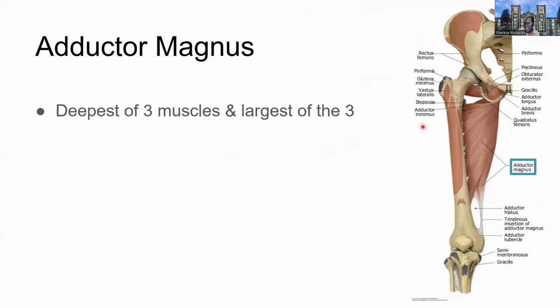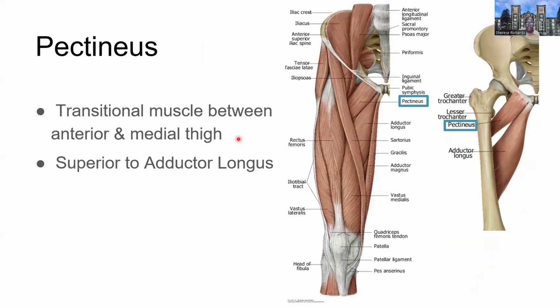So adductor magnus, the deepest of the three, the largest of the three, and it has that hiatus for the vessels, okay? It's going to be a powerful adductor of the thigh. It's actually going to be dual innervated, but you don't have to worry about the innervation, but both the sciatic and the tibial nerve will innervate the magnus.